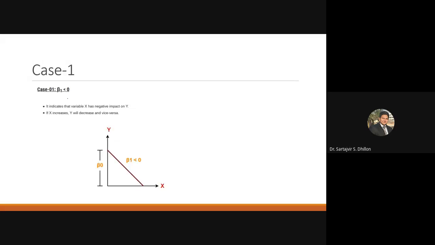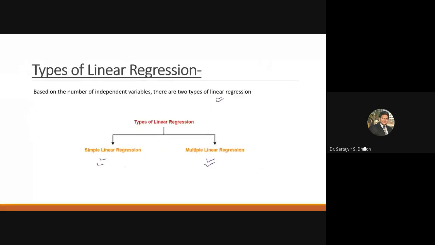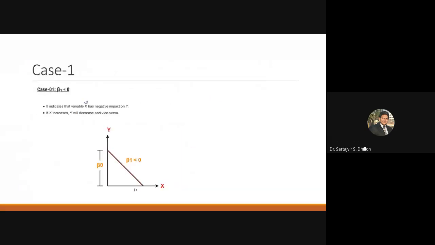Now how the beta value is changing. If beta 1 is less than 0, it indicates that x, which is the independent variable here, and y is the dependent variable, has a negative impact. So the variable x has a negative impact on y. The independent variable has a negative impact on the dependent variable.